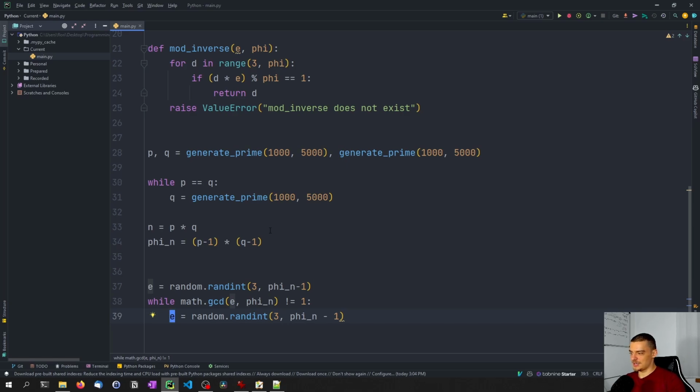So probably it would make more sense to iterate. I'm not sure. Maybe if you have large numbers, it's more efficient to just do it randomly. Not sure. But we're going to do it like this now.